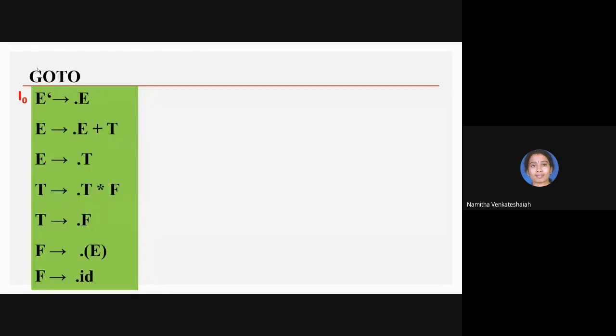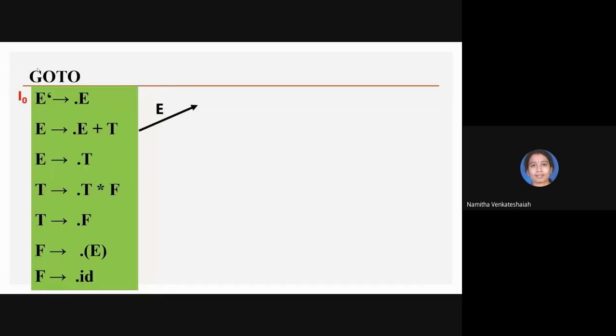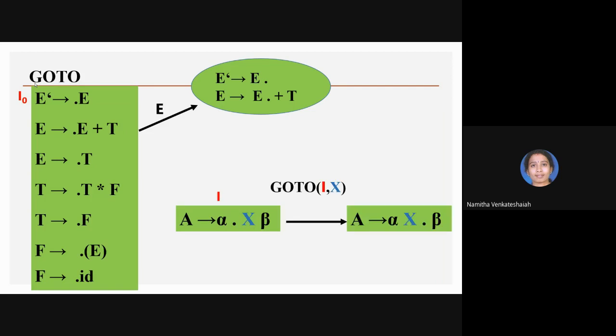Next is go to. Consider the same set of productions in the previous slide. What we will do now is observe each production where the dot is present. Then what happens? We will better understand this with the example. Look here. Go to is applied to any item on X.